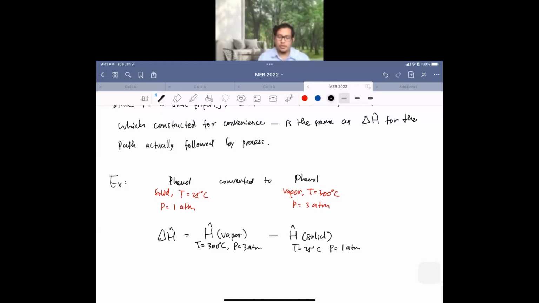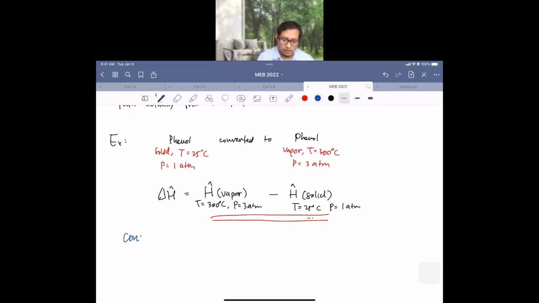But we don't know, right? We don't really know how to get this in numbers. Since we don't have the table for phenol, what we can do is construct a path. Okay, we need to construct a path.